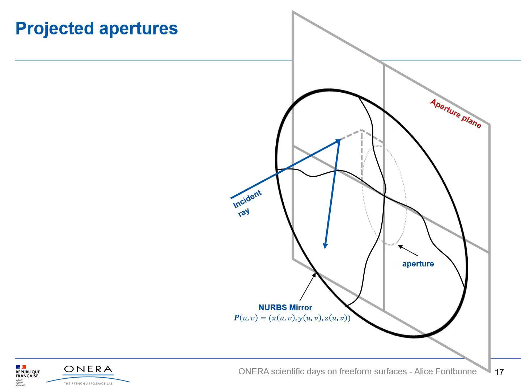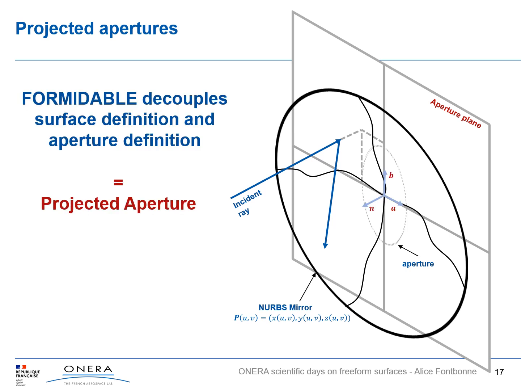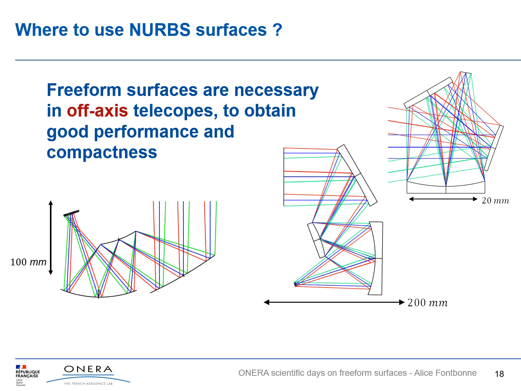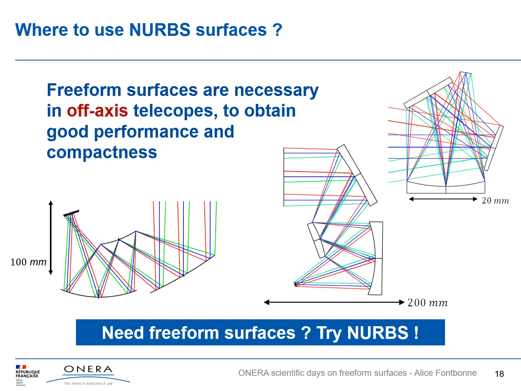It is a little bit more complex to define an aperture with NURBS. So Formidable decouples surface definition and aperture definition, defining a projected aperture. And it is possible with Formidable to re-aim with NURBS. And now that we have defined NURBS surfaces, the question is where to use these NURBS surfaces. Nowadays, freeform surfaces are necessary in off-axis telescopes to obtain good performance and compactness. And if you need freeform surfaces, I think that you can just try NURBS.